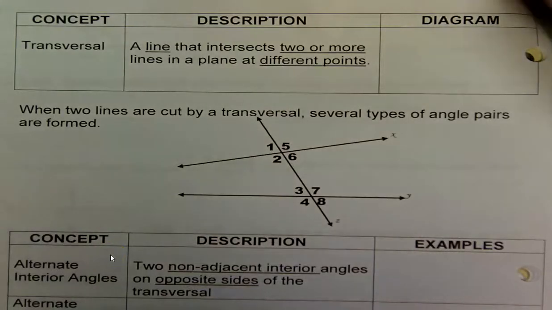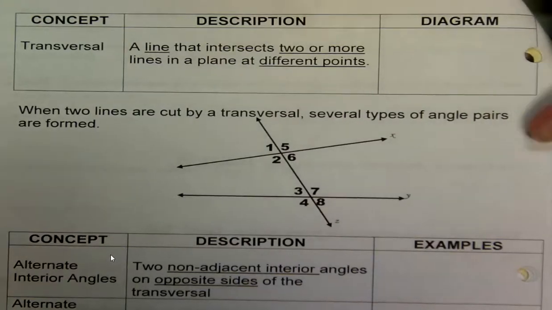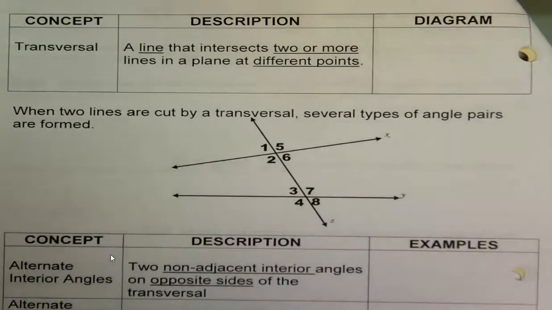These are the transversal notes. So these are page 6 and 7 of your packet. So this is A1 of transversals. And we're just going to start at the top of page 6.